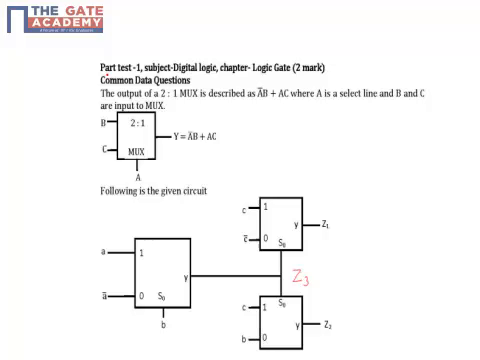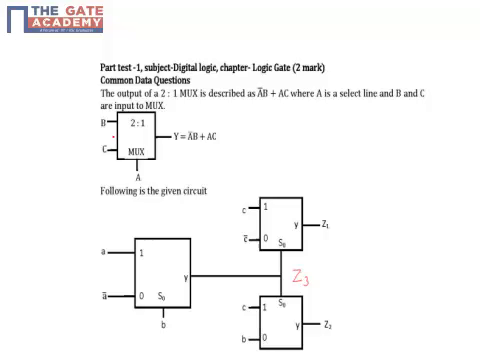Hello students, the following question is from part test 1, subject digital logic, chapter logic gate, and it is a common data question. So we would have two questions of 2 marks each. In the common data given to us, the output of the 2:1 mux as shown over here is A bar B plus AC bar, where A is the select line and B and C are the inputs to the mux.